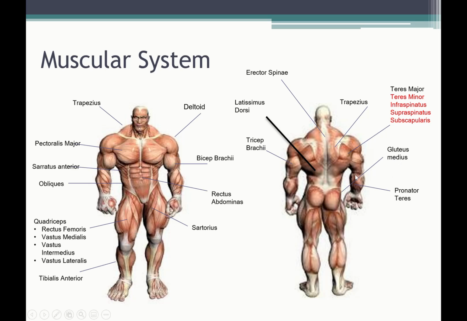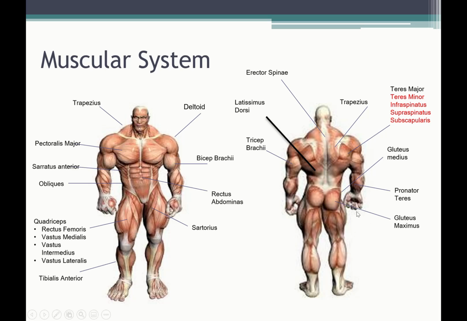The pronator teres, as we mentioned before when we did the skeletal system, enables you to pronate your forearm. So remember, this is doable through the radio ulnar joint, where we're able to pronate and supinate the forearm. So it's the pronator teres which enables you to pronate your forearm.